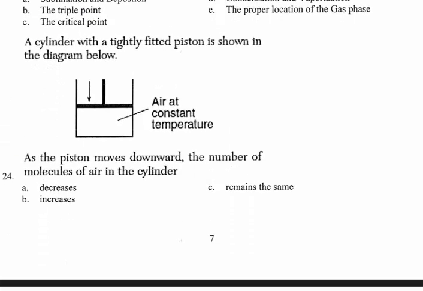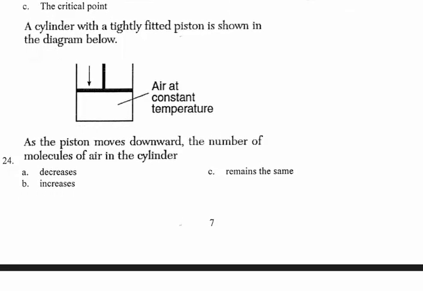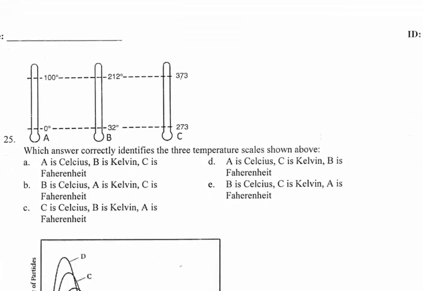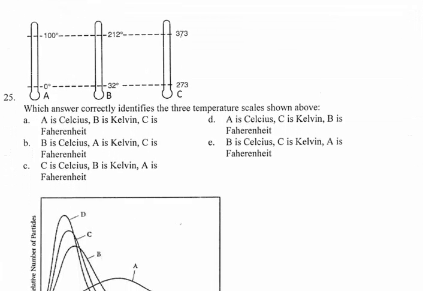Okay, a cylinder with a tightly fitted piston is shown in the diagram below. Air at constant temperature. As the piston moves downward, the number of molecules of air in the cylinder decreases? No, how could it do that? It's sealed up. Increases? No. Remains the same, of course. What a strange question. Okay, so here are which answers correctly the question.